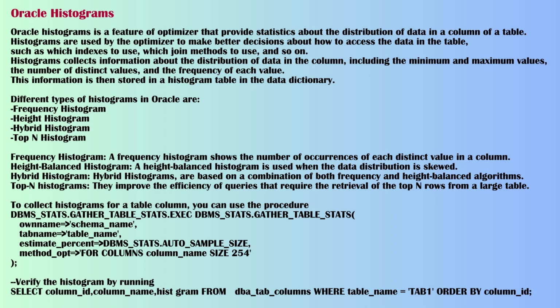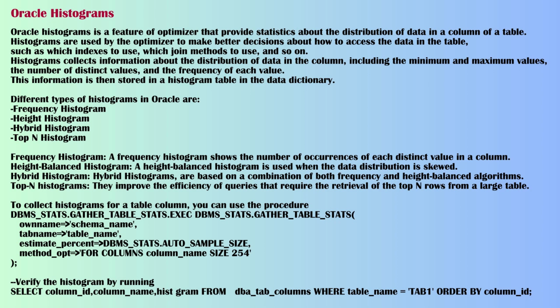When you create a histogram in Oracle, the database collects information about the distribution of data in the column, including the minimum and maximum values, the number of distinct values, and the frequency of each value. This information is then stored in a histogram table in the data dictionary.